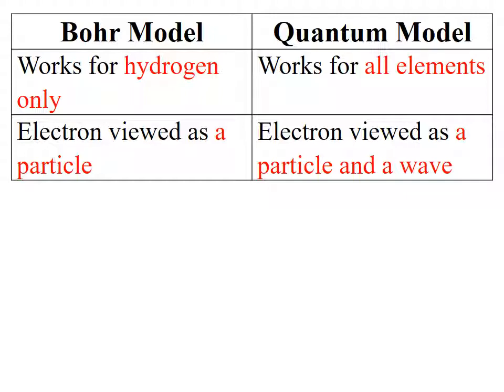But in the quantum mechanical model, the electron is viewed as both a particle and a wave. This is weird. This is strange. The idea that something that has mass could behave as a wave is kind of a strange idea. And this is the beginning of the quantum mechanical model, which is a strange thing. It doesn't necessarily make a whole lot of sense. Some people have said, if you think that the quantum mechanical model makes sense, then you don't really understand what it's saying.